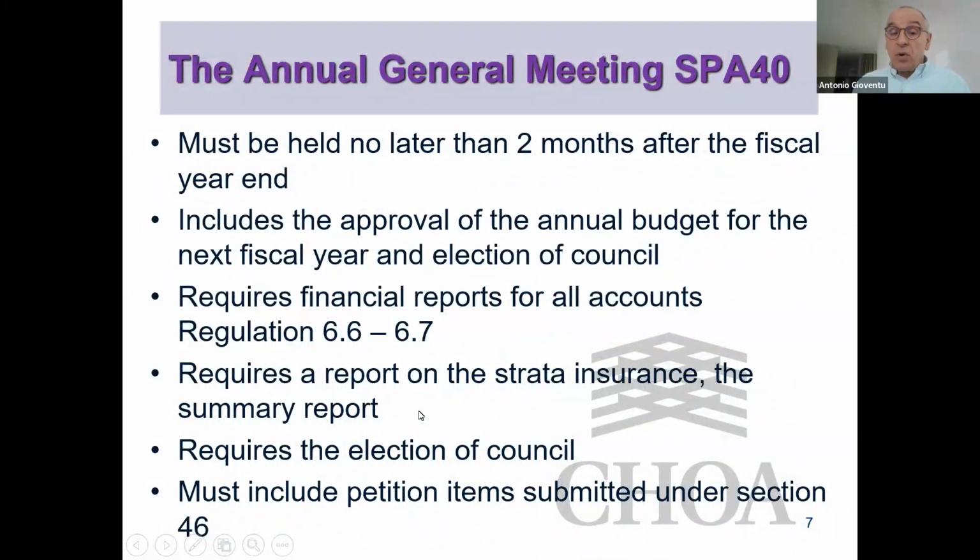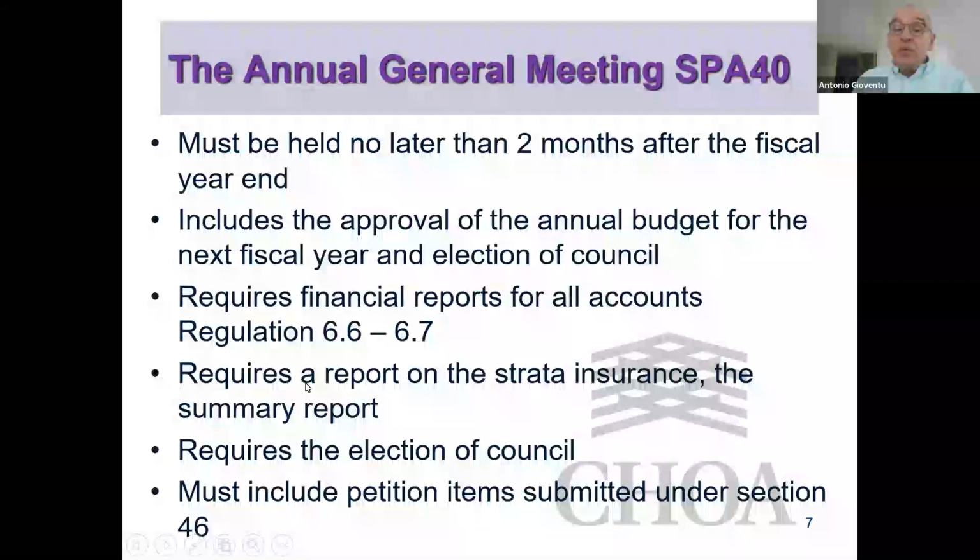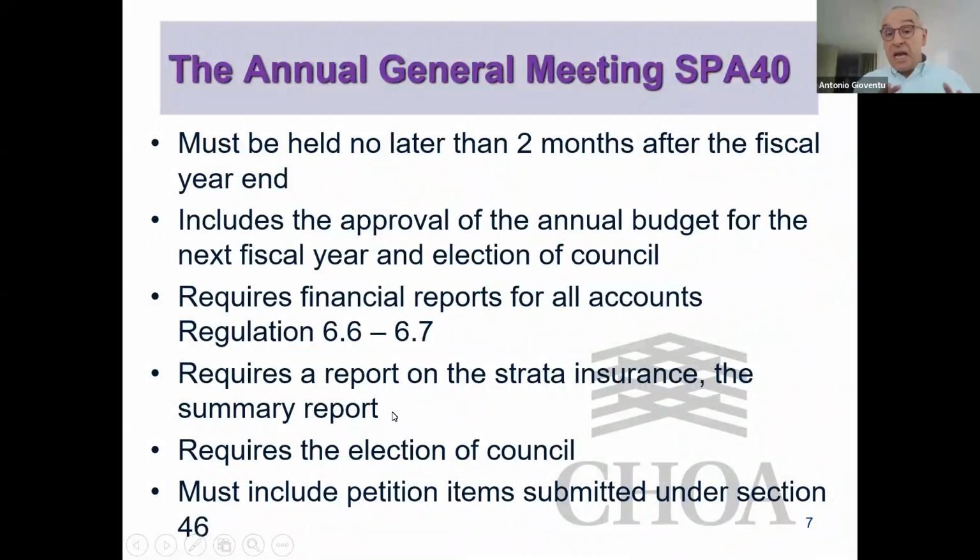It requires a report on Strata Insurance, which is the summary document that shows all of your coverages, deductibles, etc. You have the election of council, and you must include any petition items that were submitted under Section 46. So a question that often comes up is, can an owner demand that the following agenda item be put on the AGM? Well, they can request it of council, and council, who are the ones that determine what the agenda items are, they can agree to put this onto the agenda.